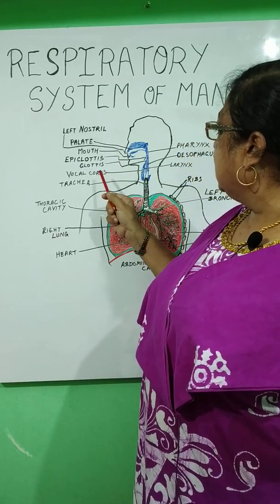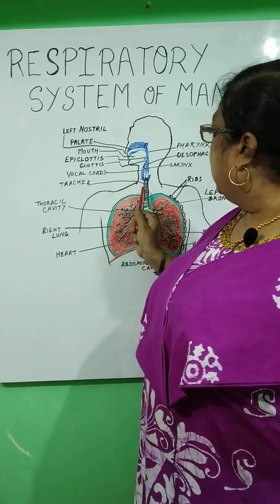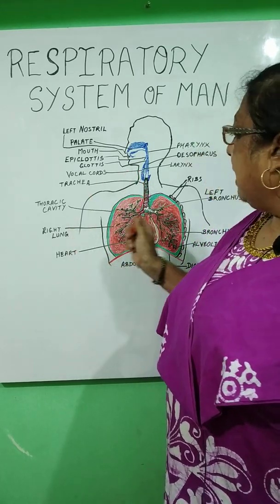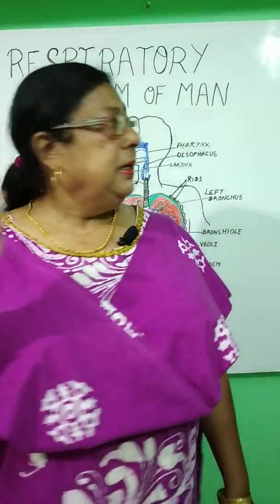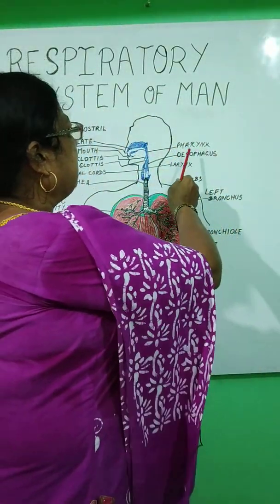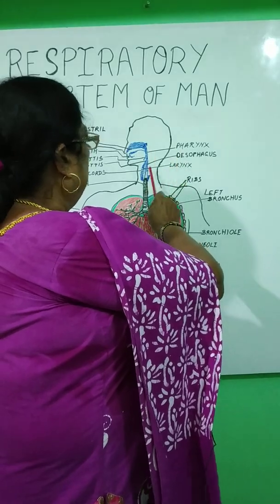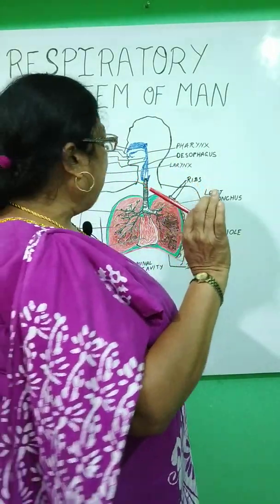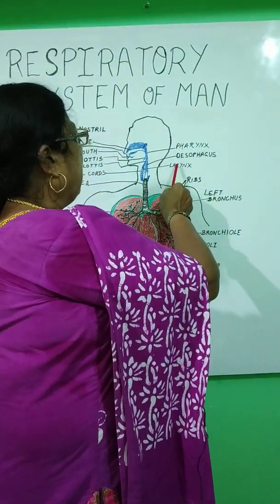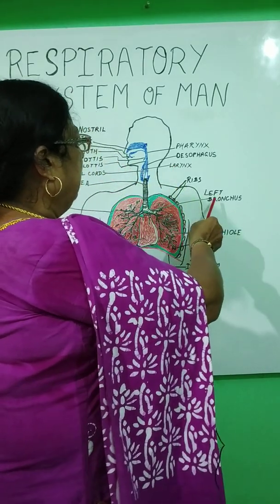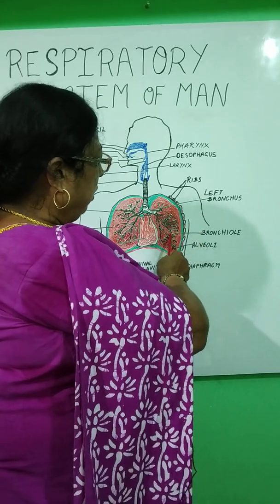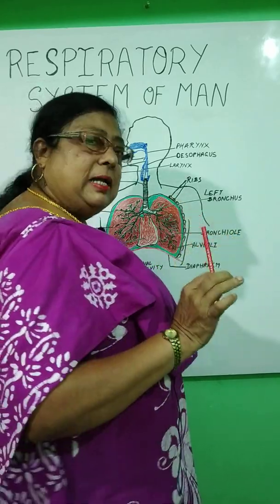This is the epiglottis. These are the vocal cords, the trachea. This is the thoracic cavity. This is the right lung. Here is the heart. And this side, the labels are pharynx. Esophagus is the food pipe that you know. And larynx, that is the voice box. These are the ribs over here. Left bronchus, then the bronchioles, alveoli, and diaphragm I've told you.